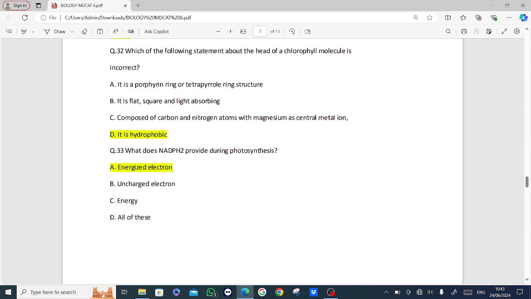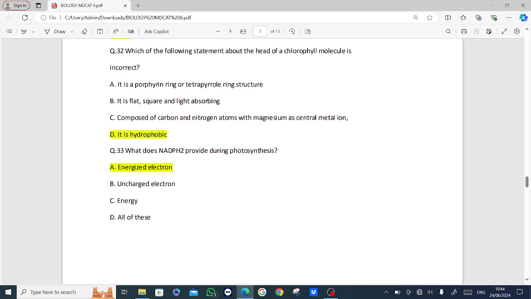Next MCQ is, which of the following statement about the head of a chlorophyll molecule is incorrect? Options are, it is a porphyrin ring or tetrapyrrole ring structure. It is flat, square and light absorbing, composed of carbon and nitrogen atoms with magnesium as central metal ion. It is hydrophobic. Answer is option D, it is hydrophobic.